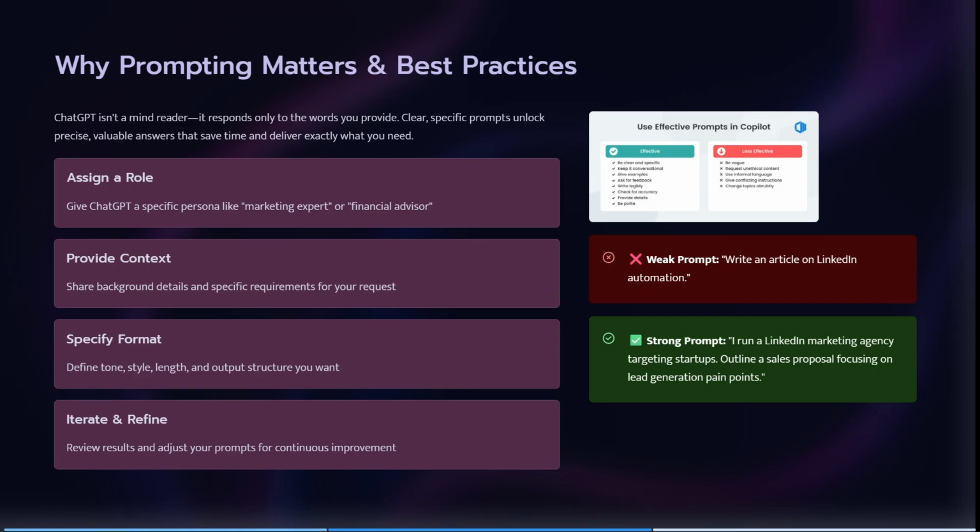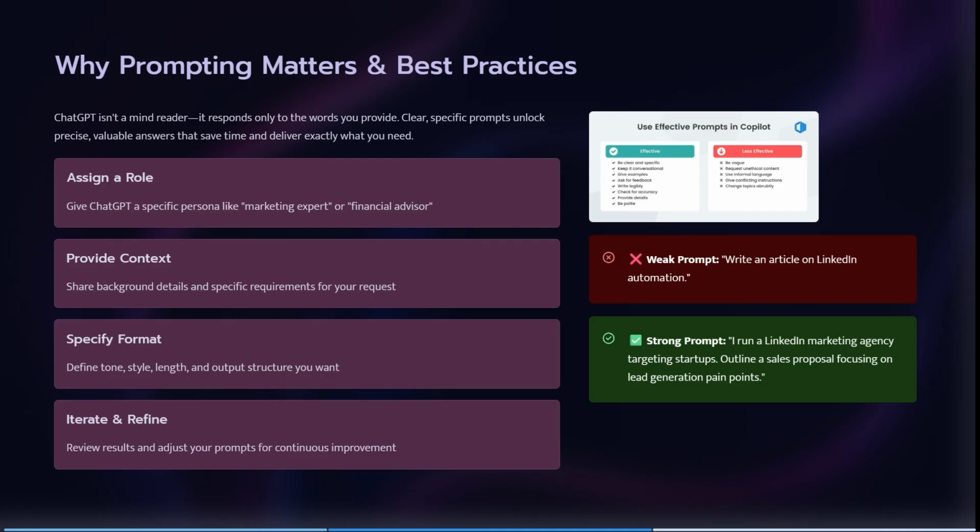So first of all, ChatGPT is not a mind reader. A lot of people believe that it is artificial intelligence and therefore it is intelligent, therefore it can forethink or it can predict what you are wanting. It only responds to the words that you provide. So you need to be clear, specific with your prompts, and this will unlock precise, valuable answers, and it'll save you time, and it'll deliver exactly what you need. And trust me, it'll save you a whole lot on frustration too.